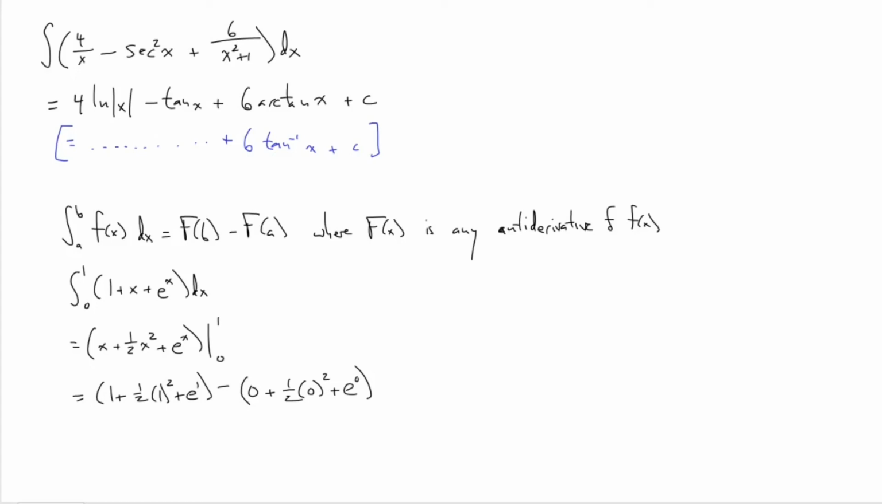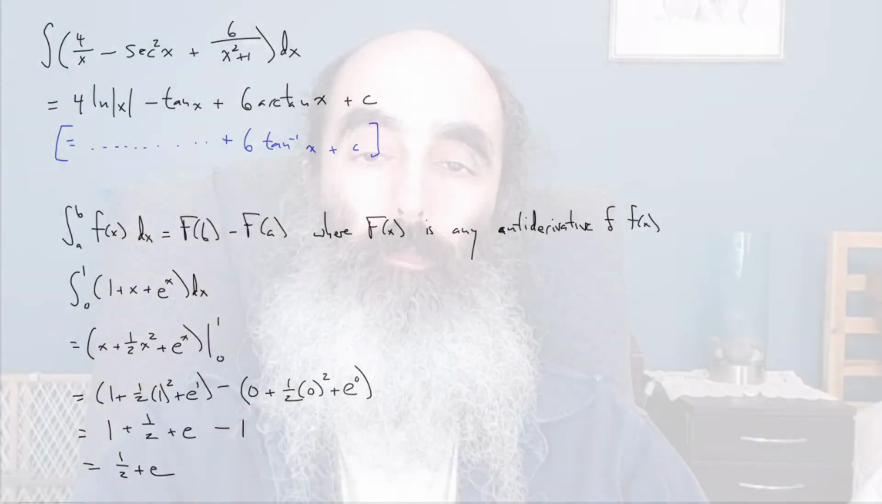You have to be careful. You have to subtract the entire expression evaluated at 0, so we really need those parentheses in that second term there. And you also have to be careful because e to the 0 is not 0, it's 1. And so you do out the arithmetic and you end up with 1/2 plus e as the answer.